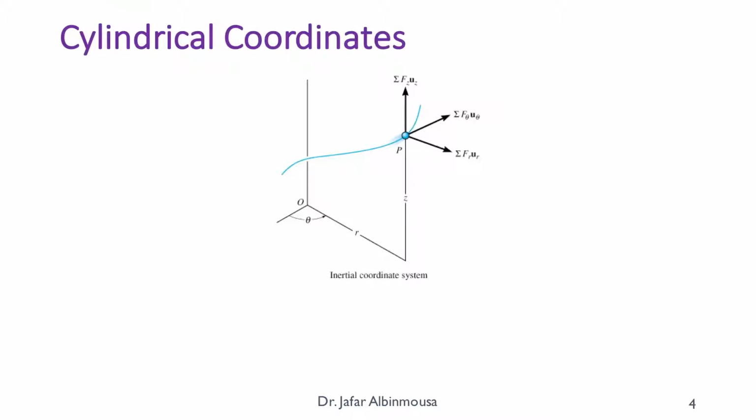So the cylindrical coordinate system that will be used to describe the motion will have 3 axes. One of them is the radial axis. The other one is called the transverse coordinate or axis, which captures the rotation, and the third one is the one that captures the height, which is the z-axis. As we described before, these 3 axes are represented by unit vectors UR, U theta, and UZ.